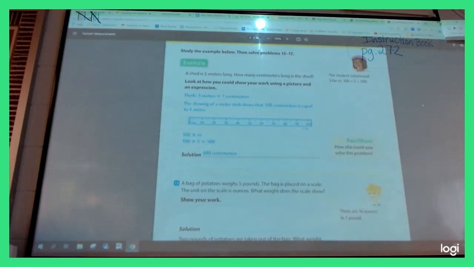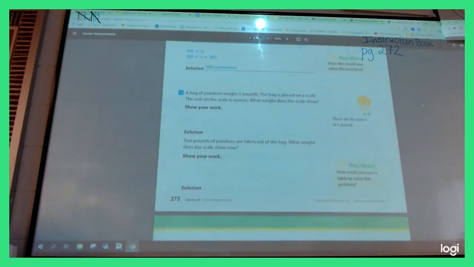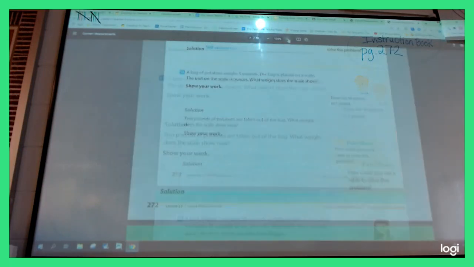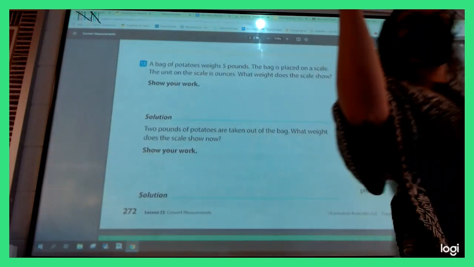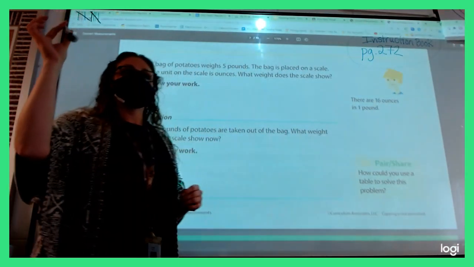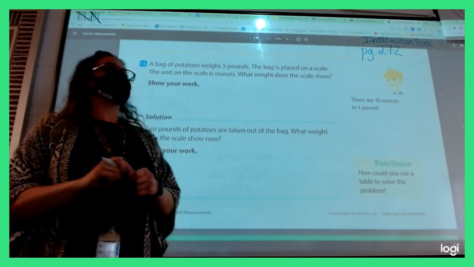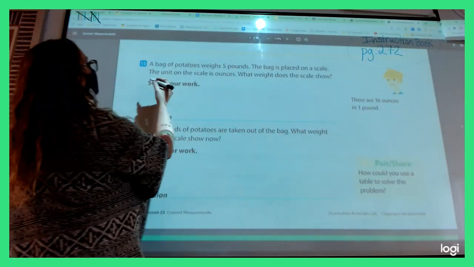Abby? A bag of potatoes weighs 5 pounds. The bag is placed on a scale. The unit on the scale is ounces. What weight does the scale show? All right. So let's go through and underline our important stuff. I should see everyone's pencil ready to go. Pencils in hands. Let's underline the important stuff. Find your question. Put it in a box.